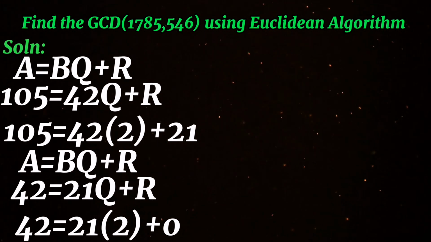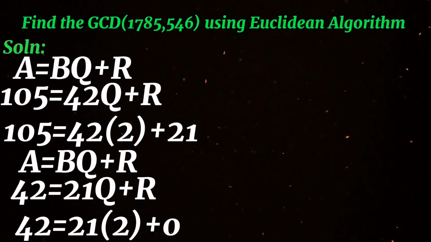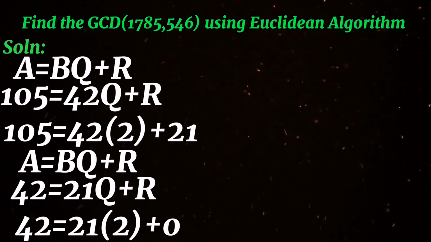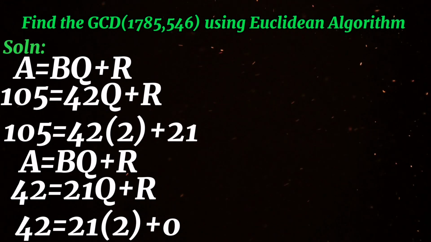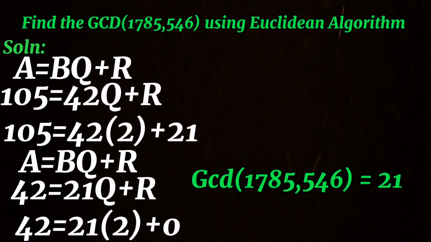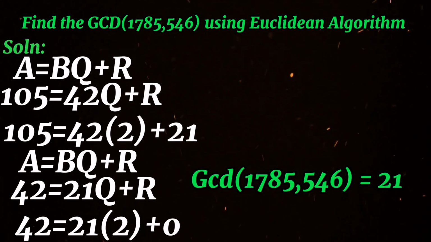So now, since we found out that the remainder is equal to 0 finally, what is the greatest common divisor of 1785 and 546? The GCD of these two numbers is equal to 21, because 21 is the last remainder which is greater than 0. Therefore, the GCD of 1785 and 546 is equal to 21.